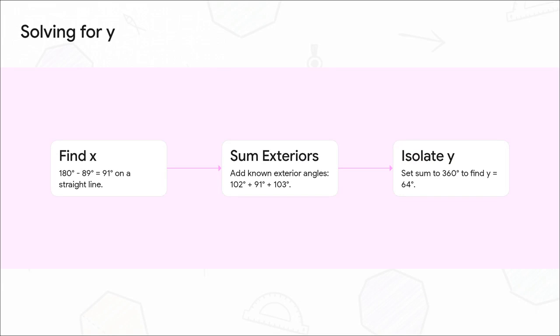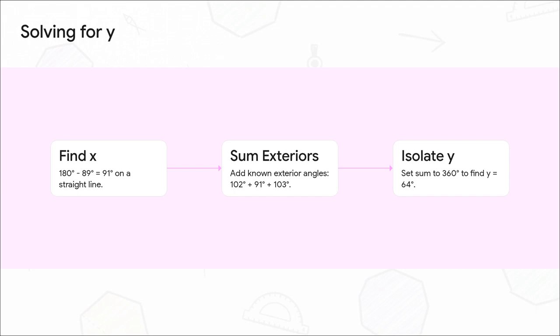Step 1, think about angle X and the interior 89-degree angle. They sit on a perfectly straight line together. And straight lines are 180 degrees. So 180 minus 89 means X absolutely must be 91 degrees. Now X acts as an exterior angle. Step 2, we gather all our exterior angles, 102, 103, our new 91, and our mystery Y.